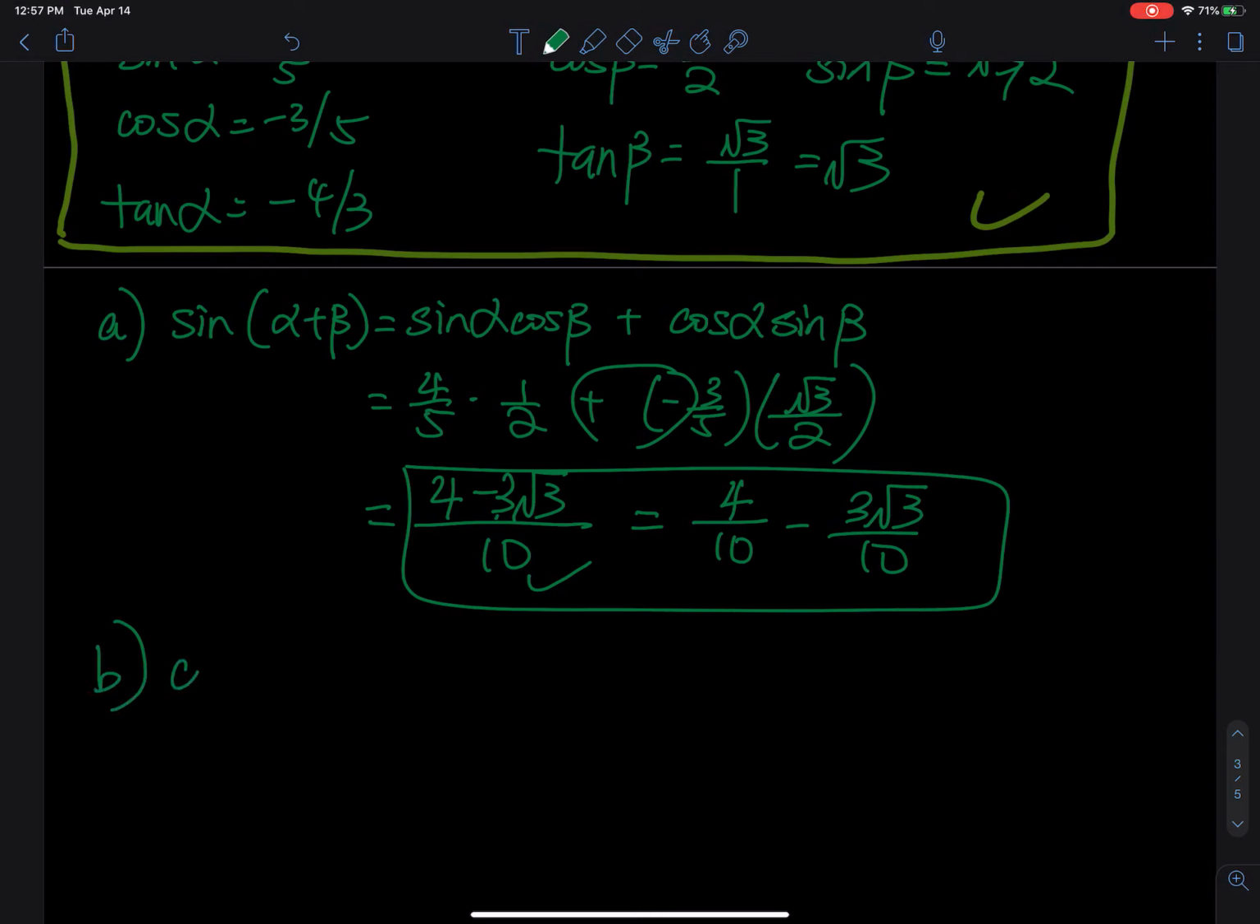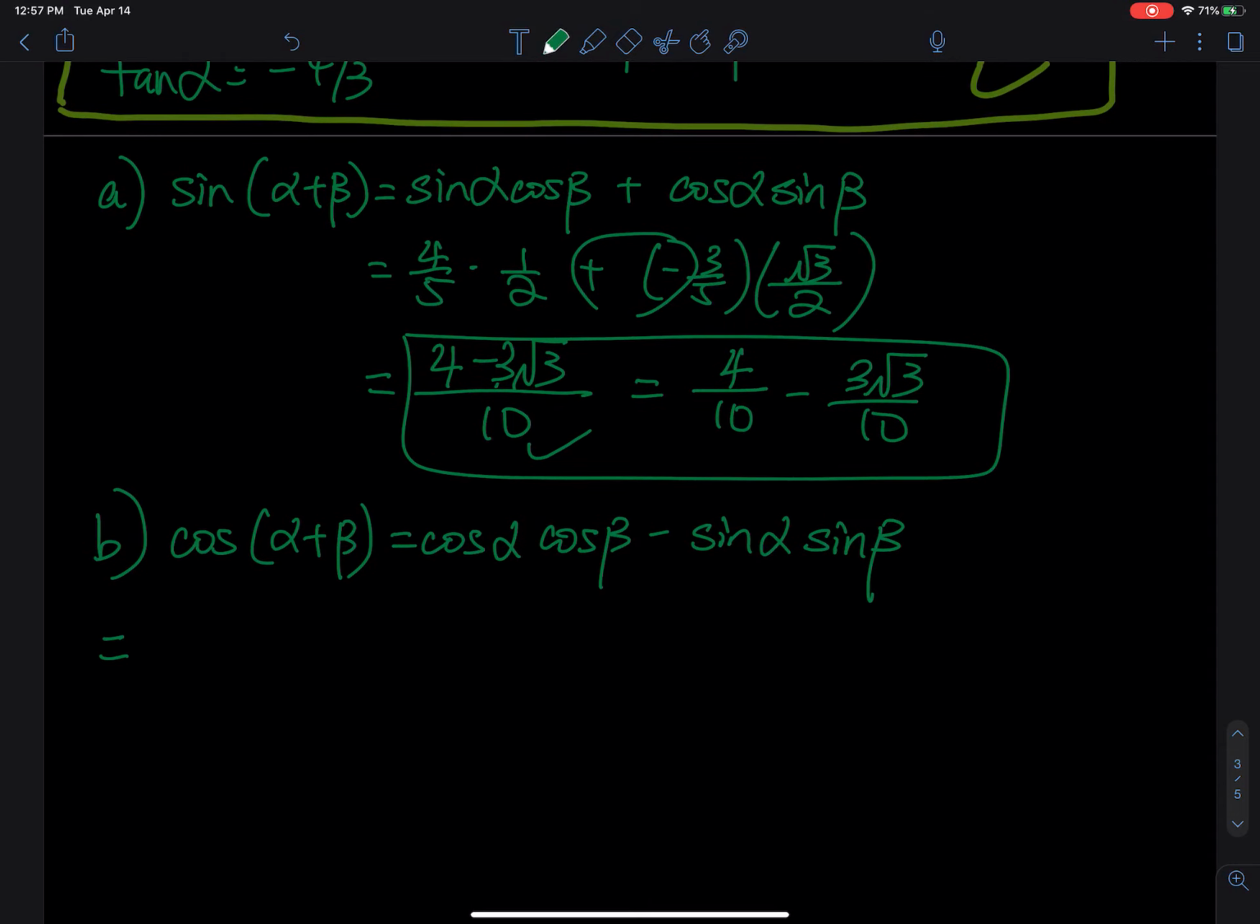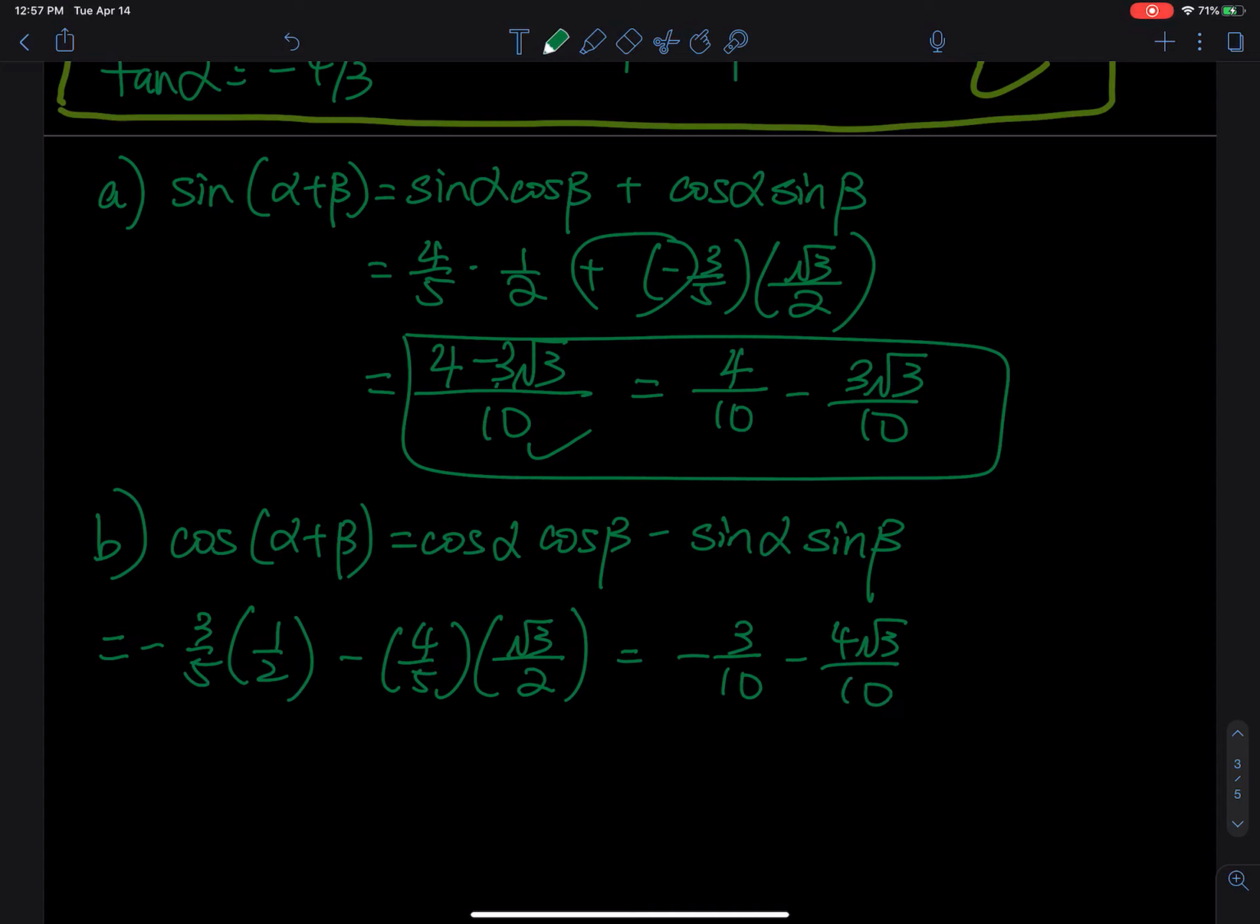And then in part B, you have cosine alpha plus beta, that equals cosine alpha cosine beta minus sine alpha sine beta. So that is equal to, plug in, -3/5 times 1/2, and then minus 4/5 times √3 divided by 2. Okay, so this is negative 3 over 10 minus 4 root 3 divided by 10. That is good enough. Or you can write that as negative 3 minus 4 root 3 divided by 10. Either one is fine.